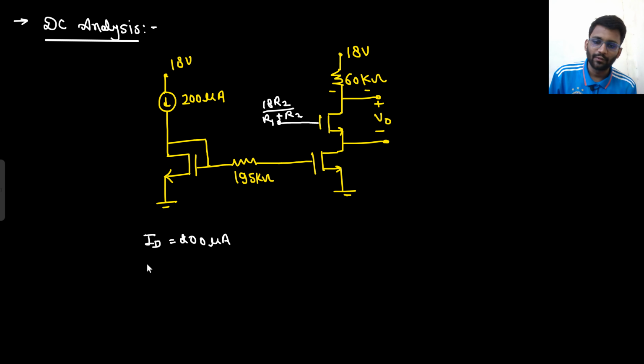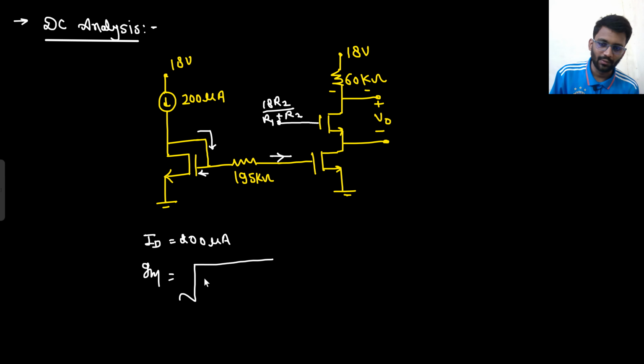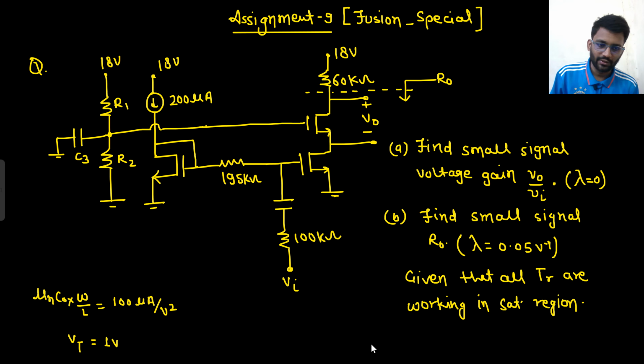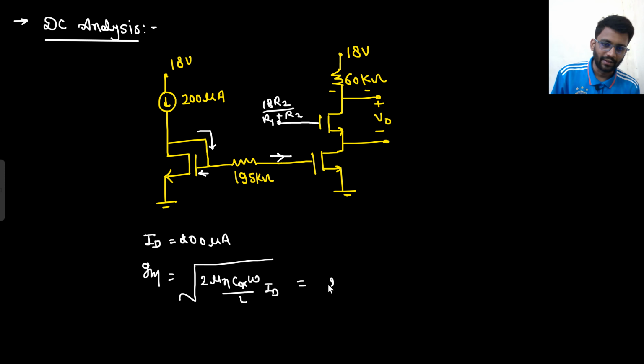So what will be the value of gm? Why is the complete 200 microampere going here? Because there is no current going here. This was the gate terminal, no current going here, and no current would be coming here. So the complete 200 microampere would be flowing through the MOSFET. What would be gm? gm would be root of 2 times mu n Cox W by L times ID. The mu n Cox value is 100 micro. So here we will get 200 micro Siemens. So the gm value you are getting is 200 micro Siemens.